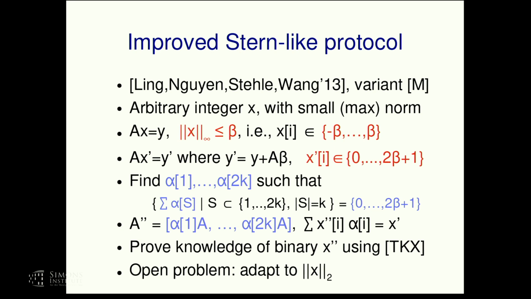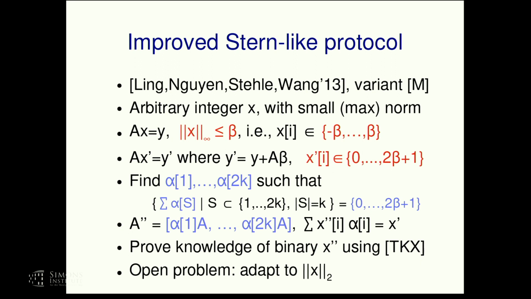So their proof system was introducing again a knowledge gap. There was a factor 2 between what the prover knows and what the prover is showing to know, but that can be easily removed. So there's a variant of this proof system suggested by M, which stands for myself. And this variant works as follows. So you want to show that all the coordinates of X are at most beta, that is, they are in the interval minus beta to beta.